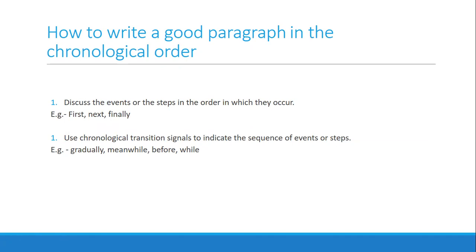So how to write a good paragraph in the chronological order? Of course, you need to use words like these. Discuss events or the steps in the order in which they occurred. So you can use first, next, finally, and so on. You can use also transition signals like gradually, meanwhile, before, while, and so on. But as I said before, you need to know the meaning of these words. Then only you can use them correctly in your paragraph, right?